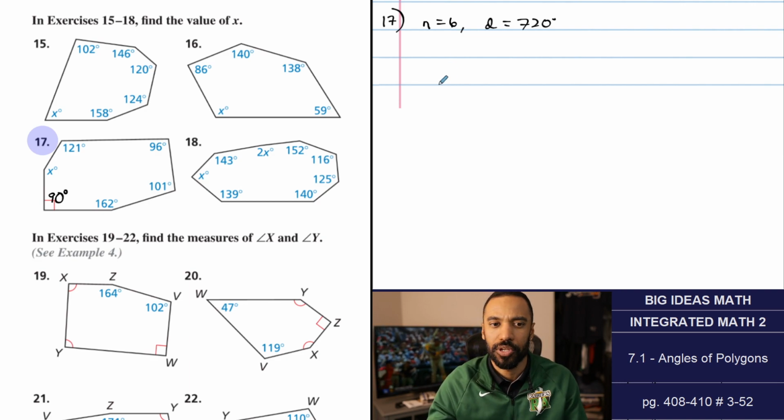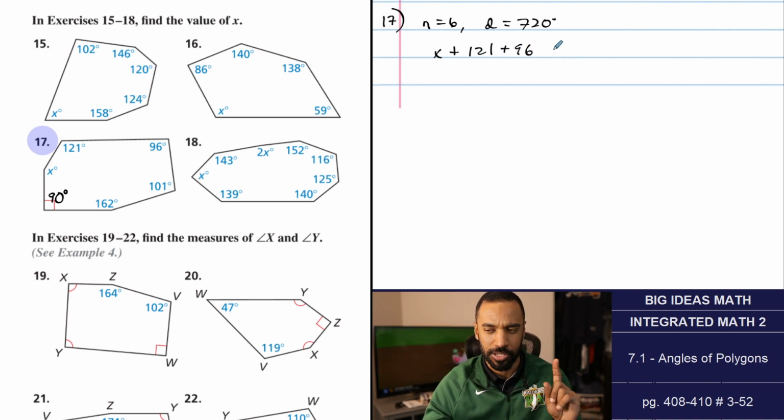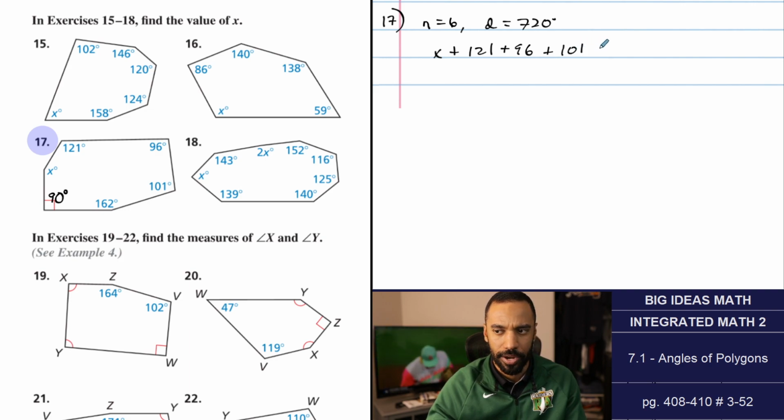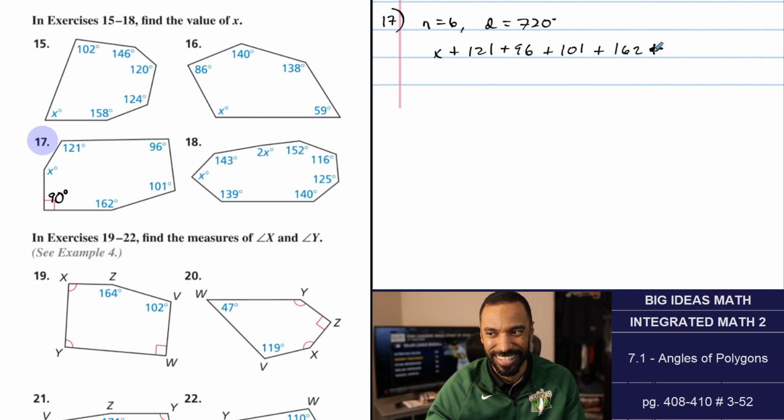All right, so these are going to add to 720. X plus 121 plus 96. I'm going to try and add on the fly as I do this. So that's 217. This 318. And that's 480. Oh, shoot. I didn't see the 90. Look at that. No, I thought I was done. 480, 570. And that adds to 720.